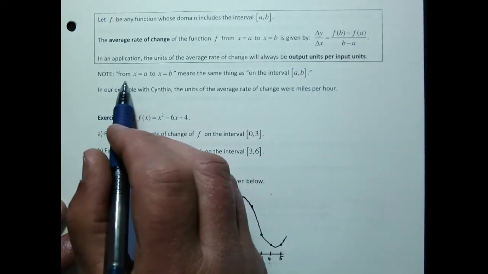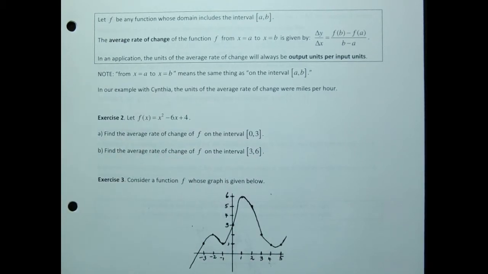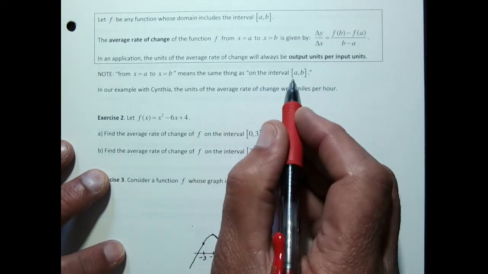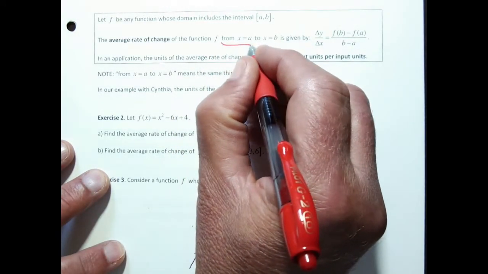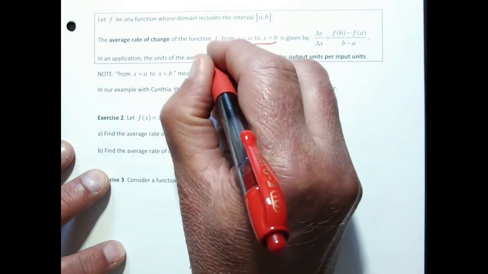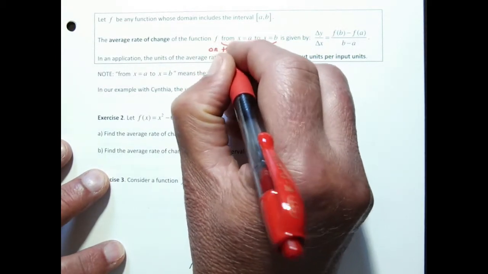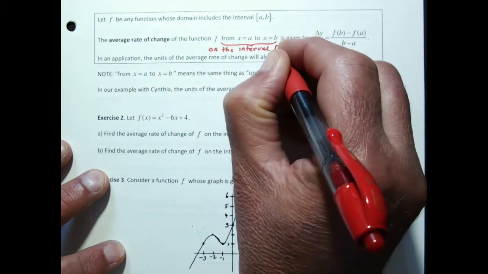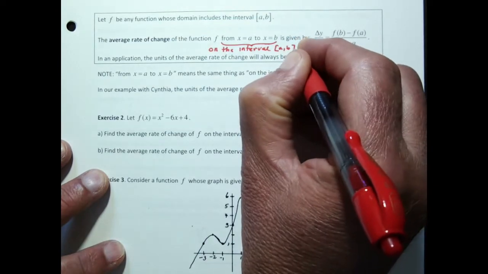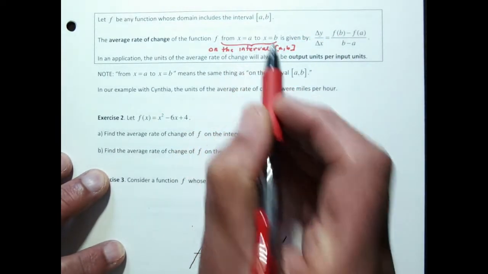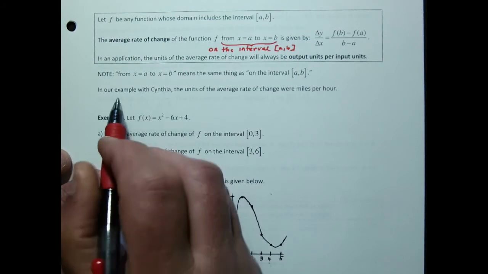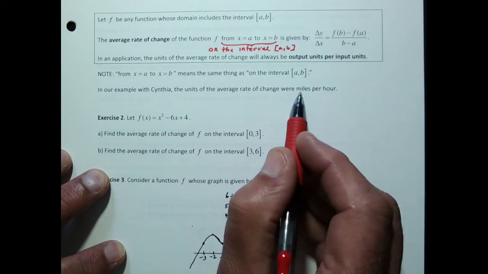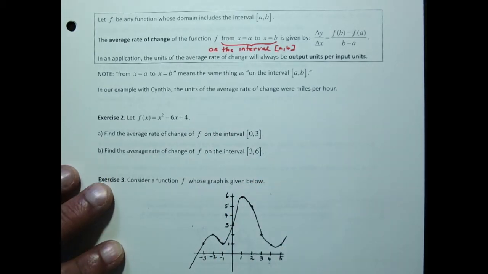And note, from x equals a to x equals b means the same thing as on the interval a, b. So often these words here are replaced with on the interval, square bracket a comma b square bracket. That interval refers to an interval of x values. So in our example with Cynthia, again, the units of the average rate of change were miles per hour. I just said that a moment ago.